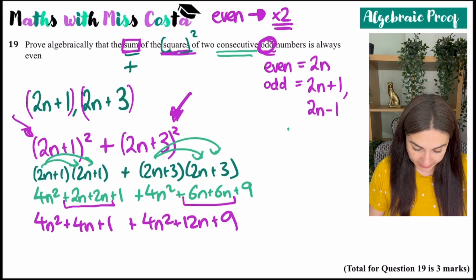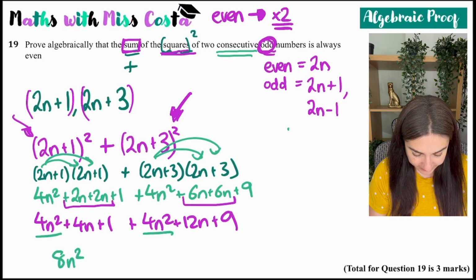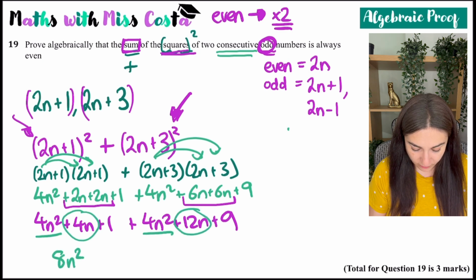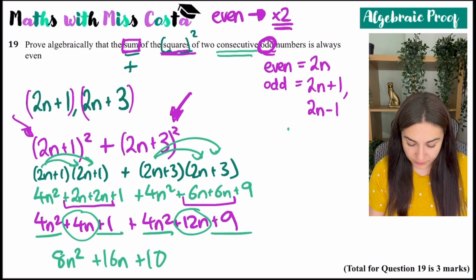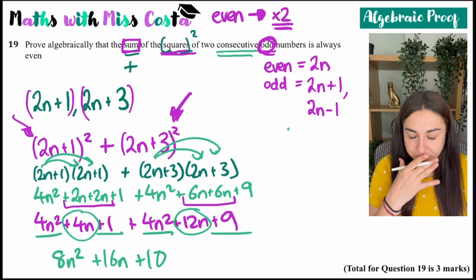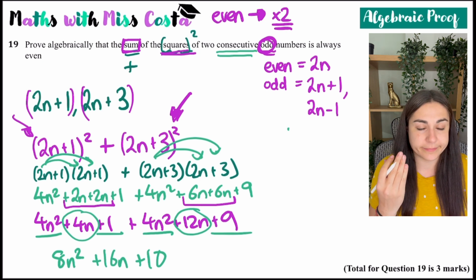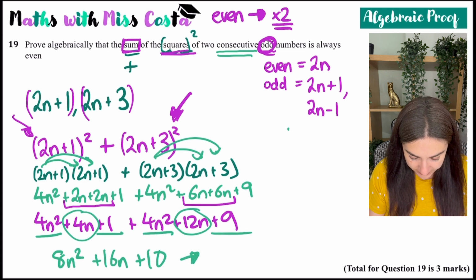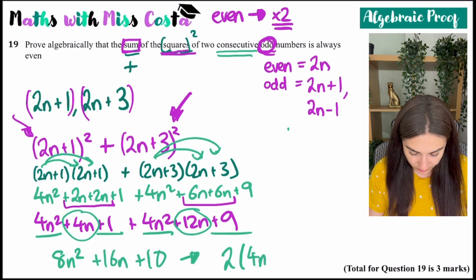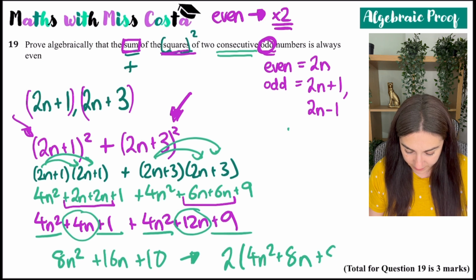The sum of them I need to prove is always even, so let's simplify this expression. That would be 8n squared, 4n plus 12n is 16n, and 1 plus 9 is 10. Now to prove that something is even, you just have to factorise it and show that it's a multiple of 2. So I'm just going to factorise that and take 2 out of it. That could be expressed as 2 lots of 4n squared plus 8n plus 5.